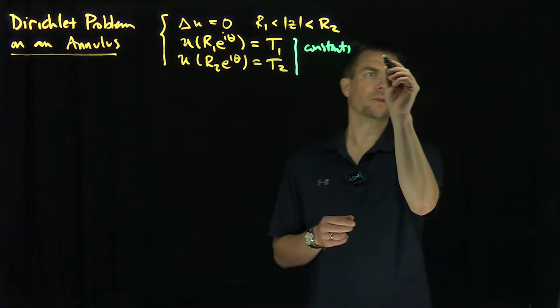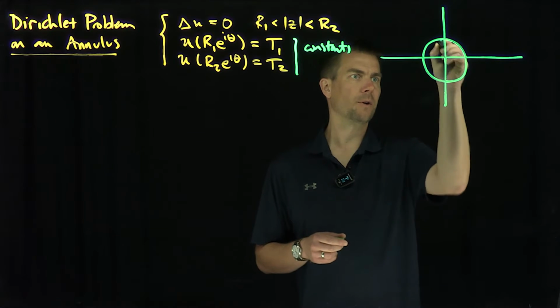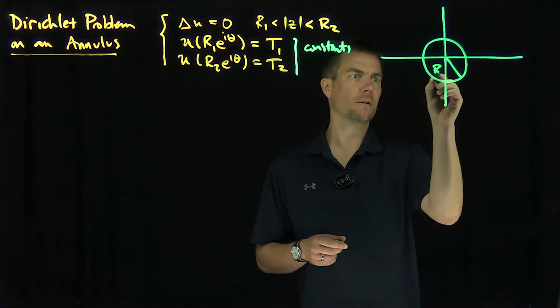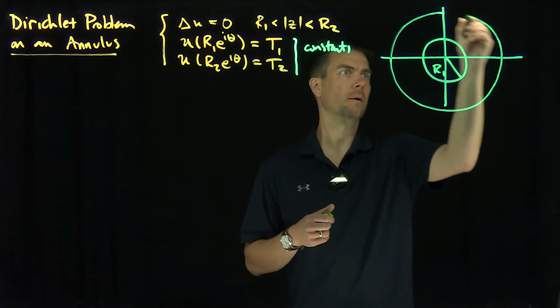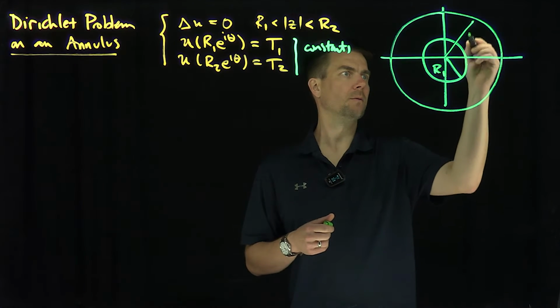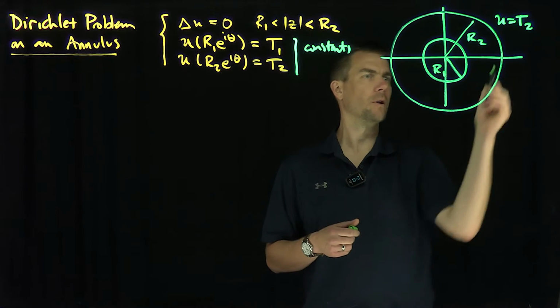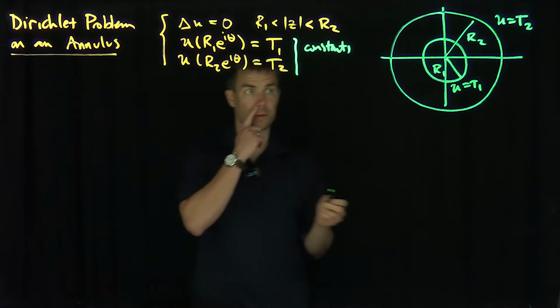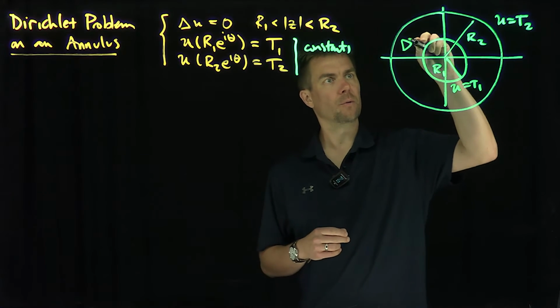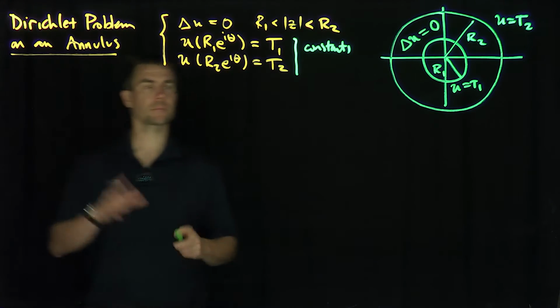Okay, so here's our setup, right? There's a little circle over here that we punch out. The radius of that is going to be r1. Then I have a bigger circle over here. The radius of that's going to be r2. u is equal to T2 over here. u is equal to T1 over here. And the key feature about this region, of course, is we want Laplacian of u to be equal to 0. We want to find a harmonic function inside the annular region. Okay, that's our setup. Great.